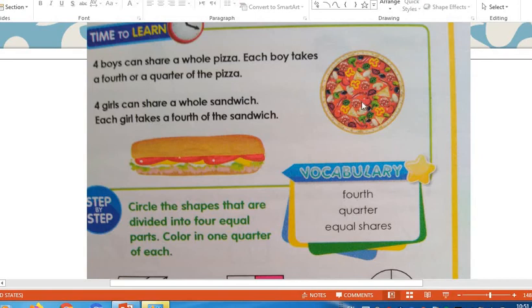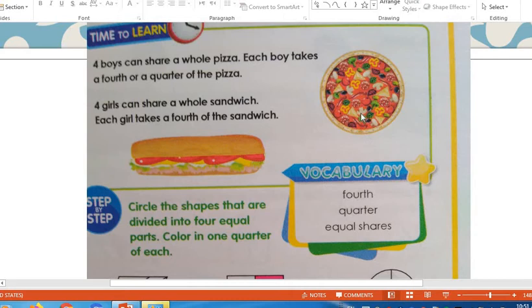Here is a pizza that 4 boys want to share. How can they do this so that each boy will get the same amount? By cutting the pizza into 4s or quarters. Each one will take a quarter or fourth. Okay.